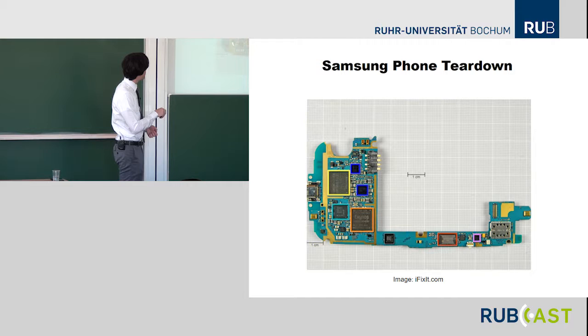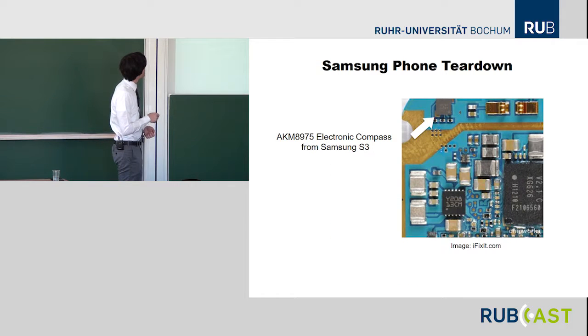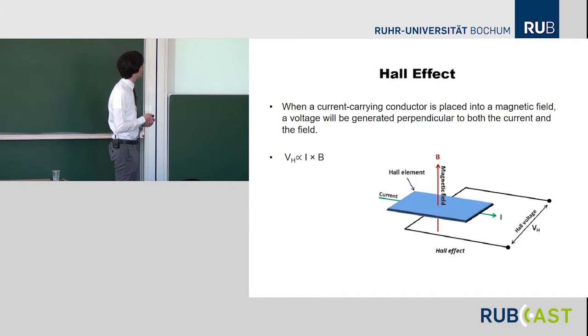in the top corner. This is a solid-state electronic compass. There are different variations in different phones, but each phone now has a very nice solid state compass that you can basically use to read the magnetic field of your surroundings.